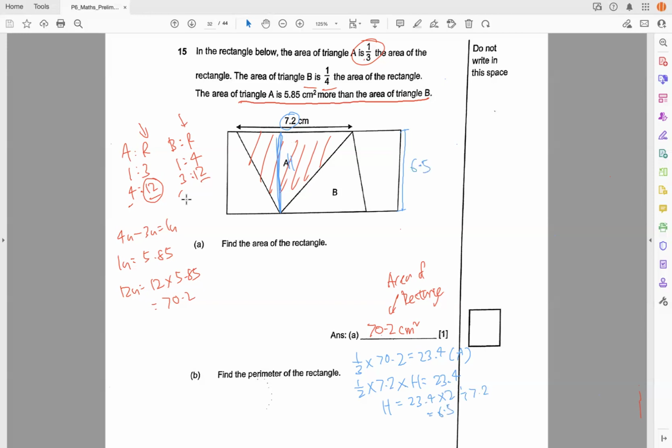Any question up to here? Do you know what I am doing here? Anybody, any question? I'm trying to find the height of triangle A from the area of triangle A. So if I have the area of triangle A, I multiply by 2 divided by the base, I'll get its height: 6.5, which is also the breadth of the rectangle.